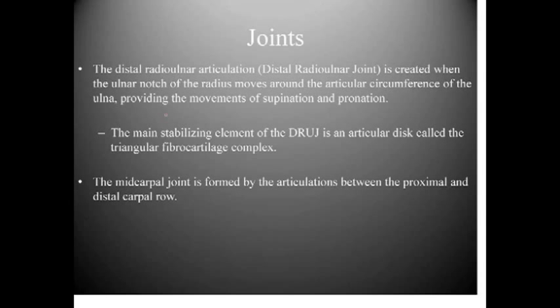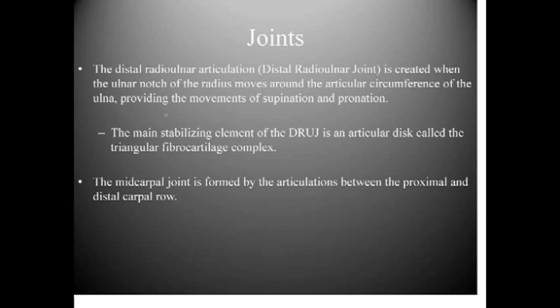So in terms of joints, the distal radioulnar joint is created when the ulnar notch of the radius moves around the articular circumference of the ulna, providing the movements of supination and pronation. The main stabilizing element of the DRUJ, or distal radioulnar joint, is an articular disc called the triangular fibrocartilage complex.